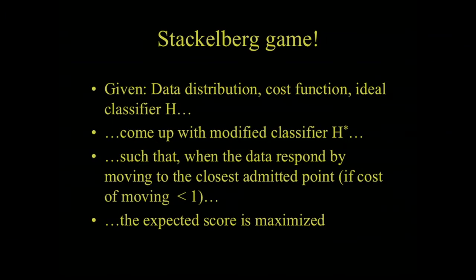Given the distribution, cost function, and ideal classifier, come up with a modified classifier such that when the data respond by moving to the closest admitting point, if the cost of moving is less than one, the expected score is maximized. This is what you want to do. You know the c_i for every point, and you have the distribution of points.